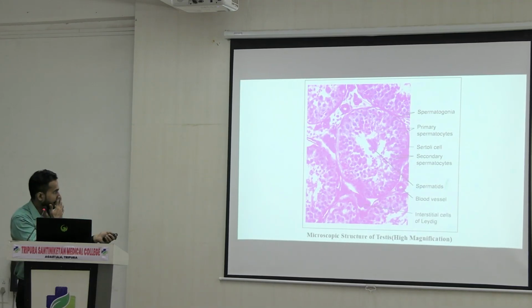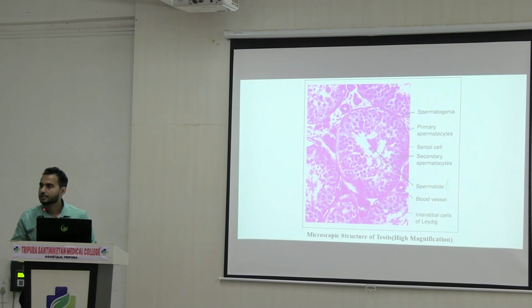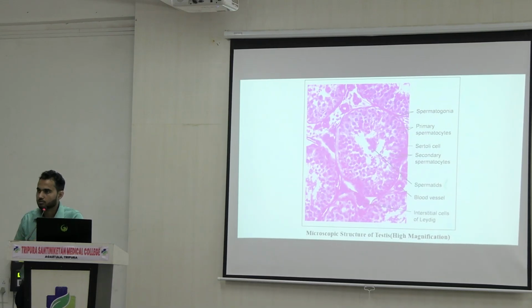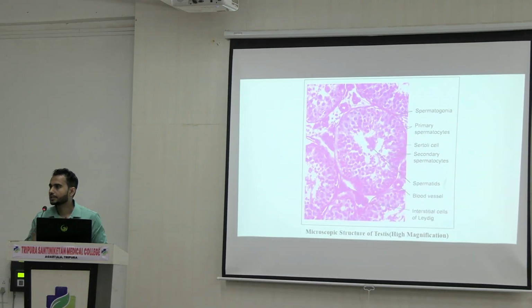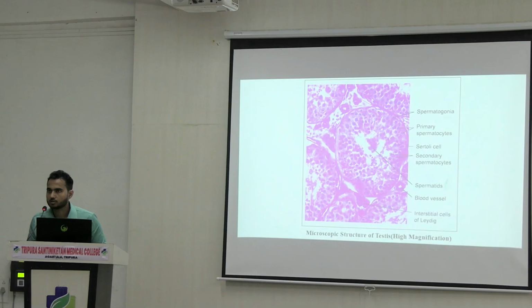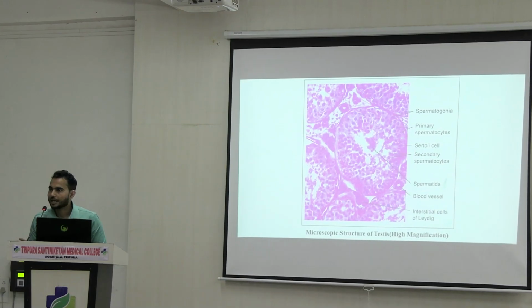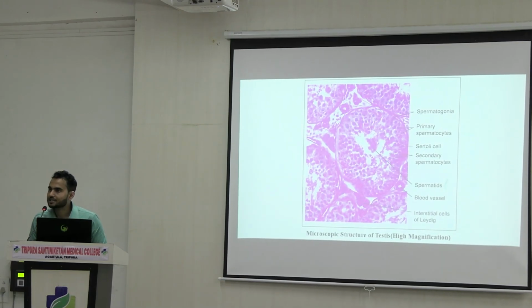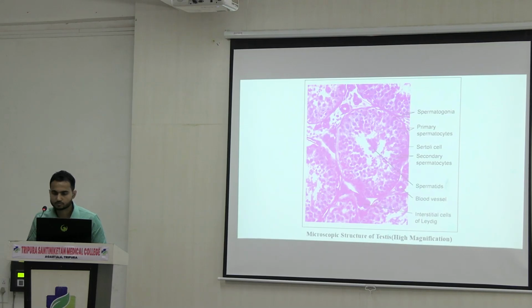Next, can you see the Leydig cells? See, these are the Leydig cells. They are not present inside the seminiferous tubule. In between the seminiferous tubules, in the connective tissue that is present, only the Leydig cells are present. What is the function? To produce testosterone. These Leydig cells can also be identified easily under high magnification of the testis.